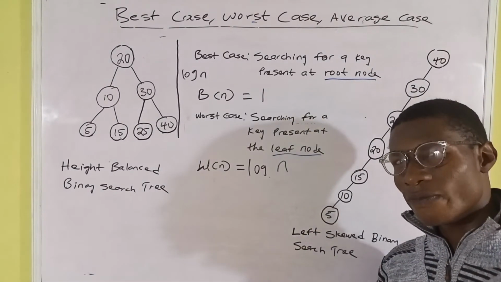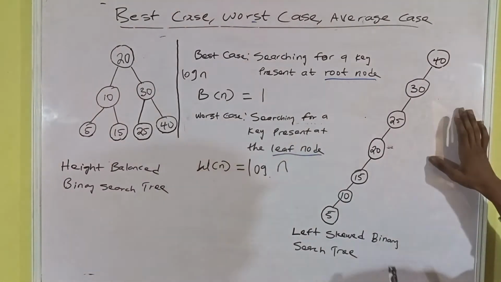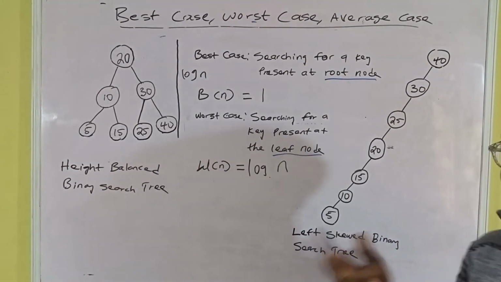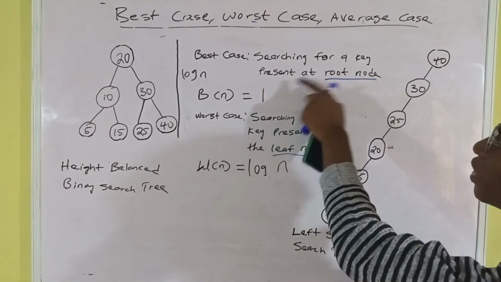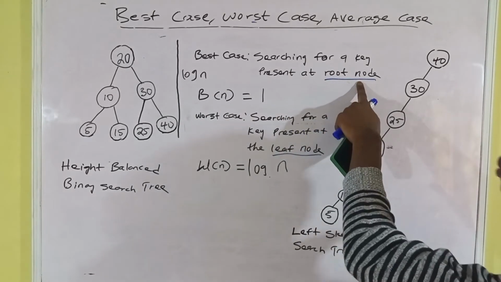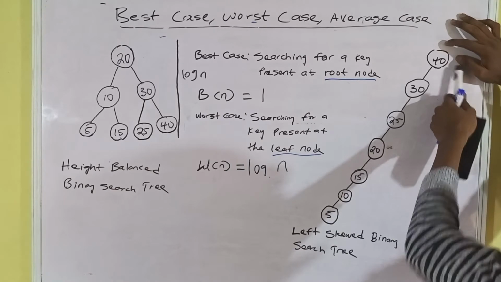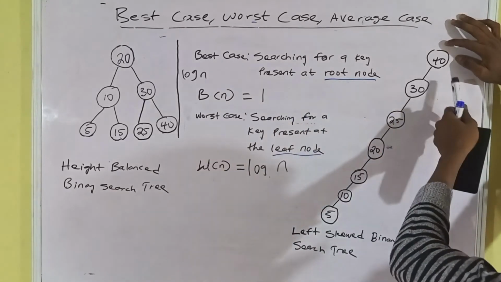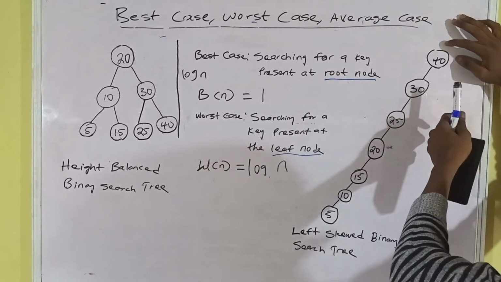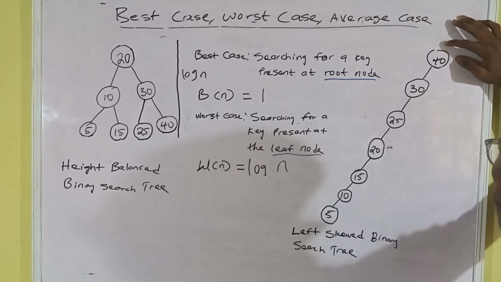Okay, so what is the best case for this particular data structure? So the best case is searching for a key present at the root node. So in this case, this is a root node, right? So the best case still takes constant time. So you're only doing one comparison, right? So it's still constant.